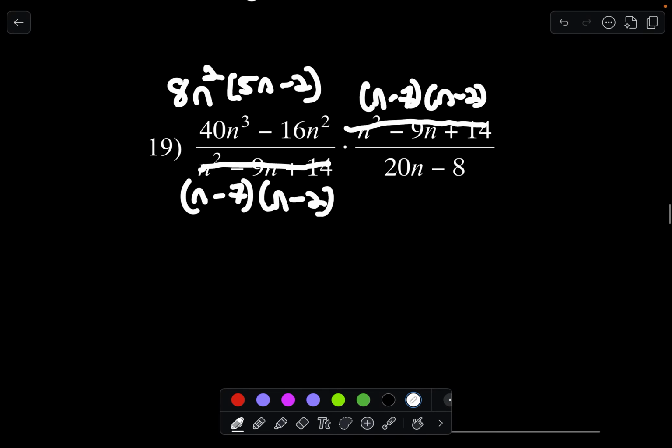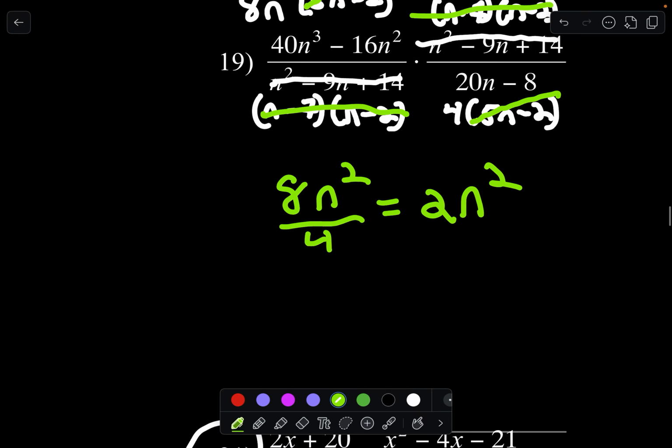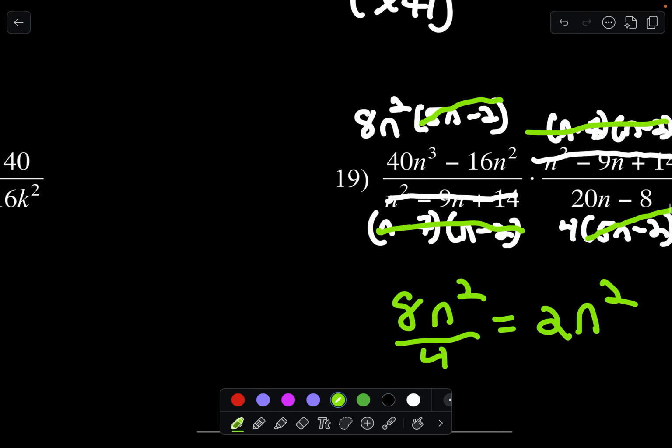And then this 20n minus 8, you could pull out a 4. That'll be, oh, excuse me, not n, it'll be 5n minus 2. Notice there's a 5n minus 2 on top over here that divides out with the 5n minus 2 over there. Those are gone, and it leaves us with 8n squared over 4, which can be reduced to 2n squared. All right, there you go. That was 19, which wasn't circled, but I guess I just wanted to do it.